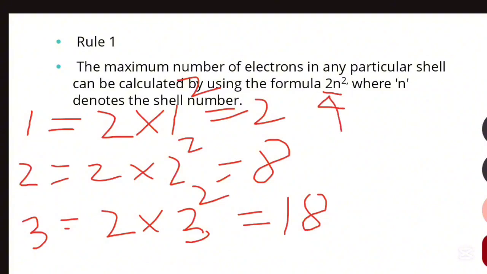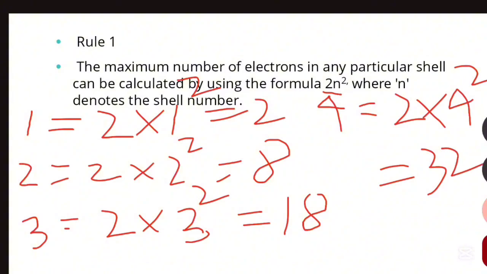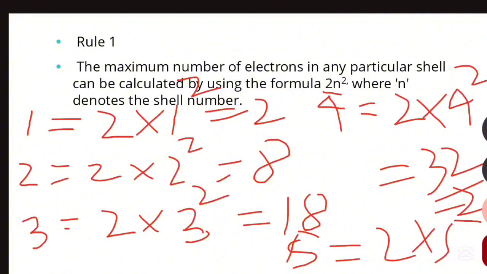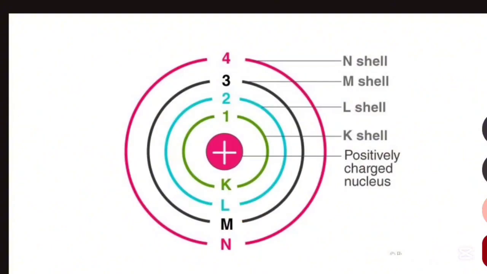For the fourth shell, we have 2 times 4 raised to 2, which is 2 times 16, so 32 electrons is the carrying capacity of the fourth shell. So the first shell has the capacity to accommodate 2 electrons, the second shell 8 electrons, the third shell 18 electrons, the fourth shell 32 electrons, and it goes on. You can calculate the fifth shell too: 2 times 5 raised to 2, which is 2 times 25, equal to 50.